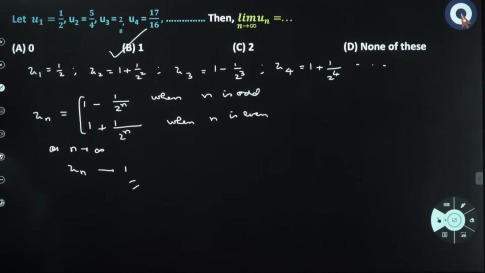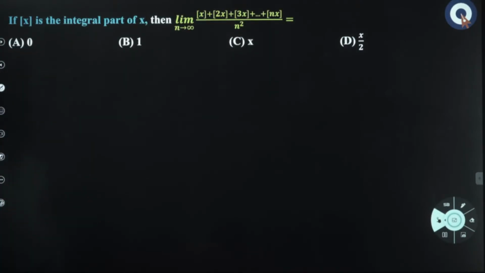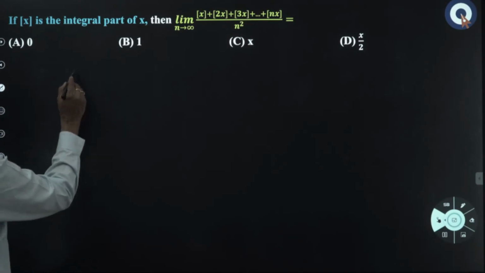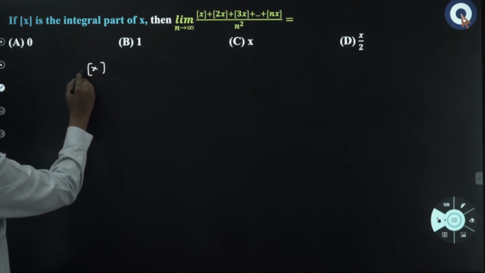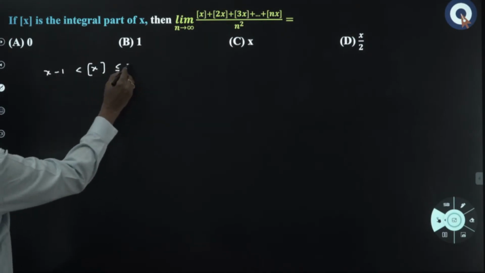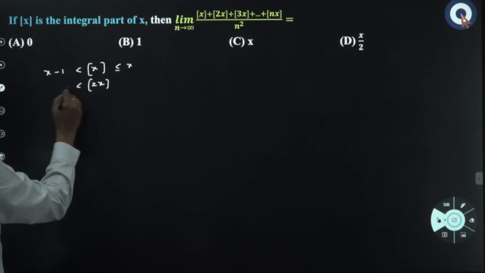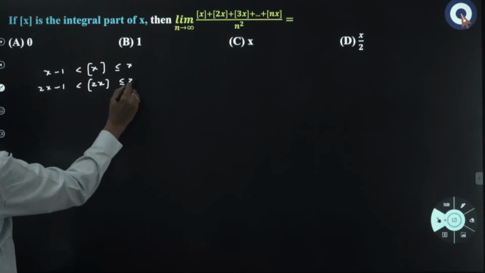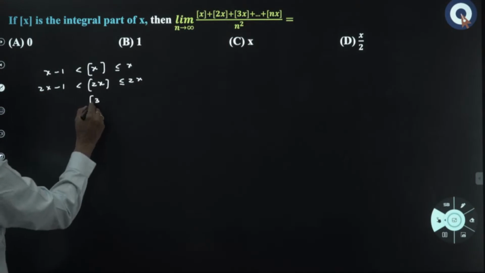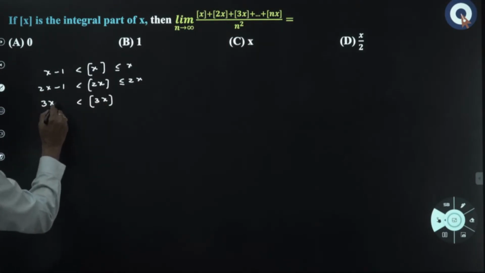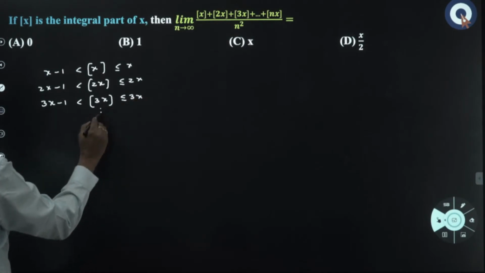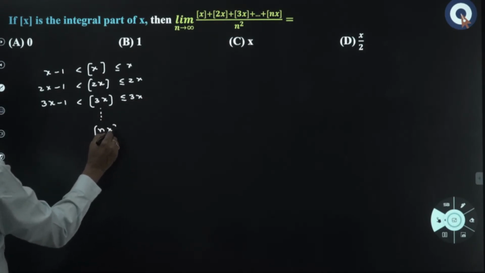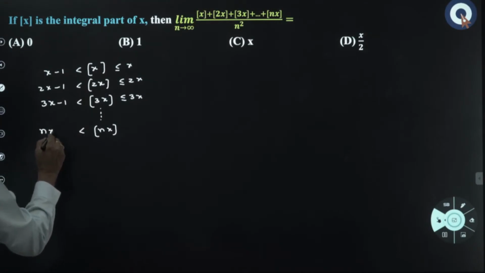Okay. Next. So, here also we can write, floor of x lies between x minus 1 and x. Floor of 2x can lie between 2x minus 1 and 2x, and floor of 3x can lie between 3x minus 1 and 3x, and so on. Floor of nx lies between nx minus 1 and nx.